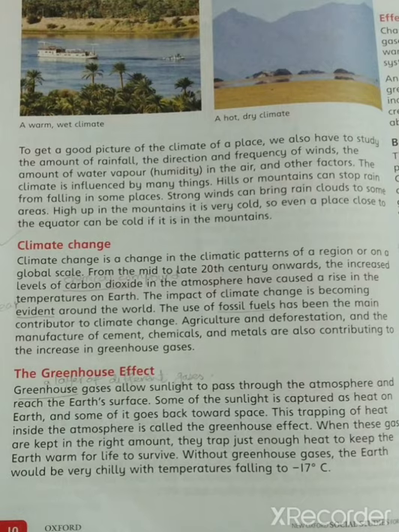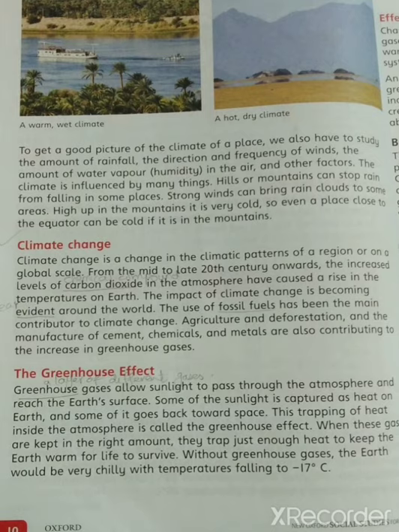Agriculture, deforestation, and the manufacture of cement, chemicals and metals are also contributing to the increase in greenhouse gases. All these things affect our climate. Now we will discuss our next topic, the greenhouse effect. What is the greenhouse effect? Greenhouse gases allow sunlight to pass through the atmosphere and reach the earth's surface. Some of the sunlight is captured as heat on the earth and some of it goes back towards space.